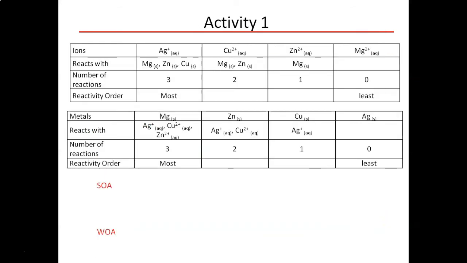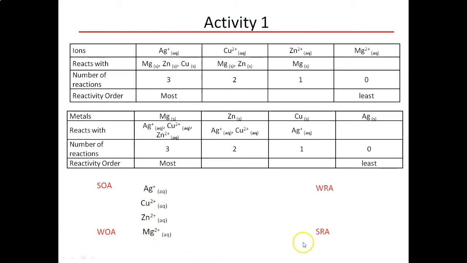So how can we use this to organize? If we were to identify our strongest oxidizing agent, the oxidizing agent that reacted with the most number of things, it would be silver ion, because my silver ion reacted with all three. My weakest oxidizing agent would be my magnesium ion, because it reacted with none of the metals. Copper reacted with fewer things than silver, but more than zinc. So now I have them in a list from my strongest oxidizing agent to my weakest oxidizing agent.